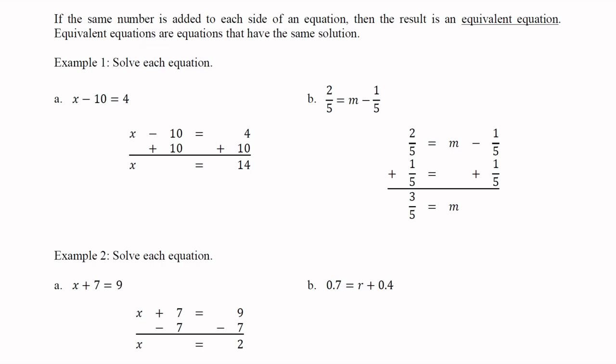And we can do this with decimals as well. Same sort of approach here. We're adding 0.4 to the r, so we're going to subtract 0.4 from each side. Because remember, whatever you do to one side of the equation, you must do to the other to keep them equal. And then that gives us 0.3 on the left and r on the right, so r equals 0.3.